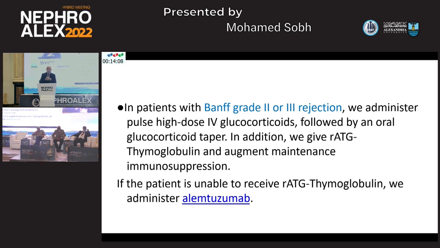In patients with Banff grade 2 and 3, in which there is vasculitis, V1, V2 and V3, we administer pulse dose, of course a bigger dose and bigger duration, followed by an oral glucocorticoid, as I said, 40 milligrams, then you decrease 10 milligrams every 5 days till you reach the basal. And you give also ATG, but not as in Banff 1B, you give a higher dose. So pulse steroid, ATG, and augment the basal immunosuppression. If the patient is unable to receive ATG, we administer alemtuzumab.